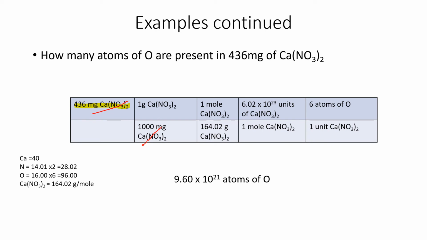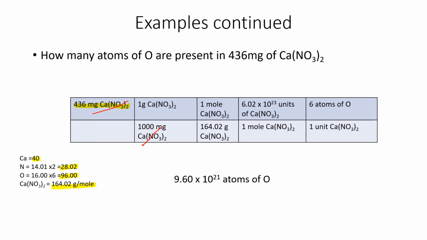So we're going to sum together all the pieces. The 40 from the calcium, the 28.02 from the nitrogen, the 96 from the oxygen, to give us our total of 164.02 grams per mole. That's the molar mass for calcium nitrate. Now I can use that. That's how many grams it takes to give me 1 mole.